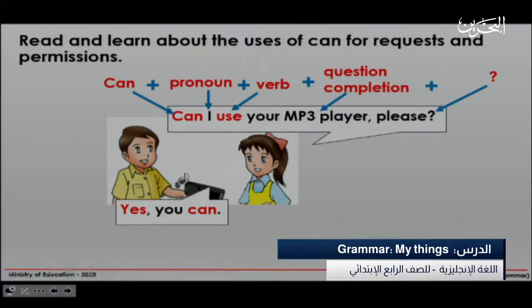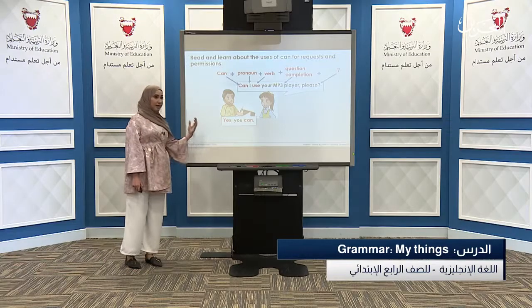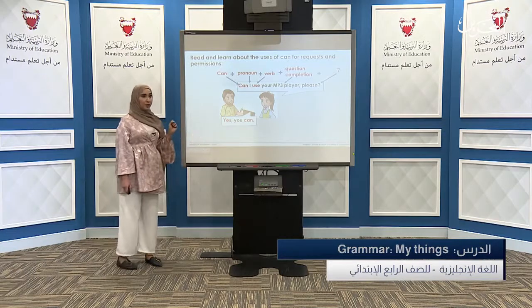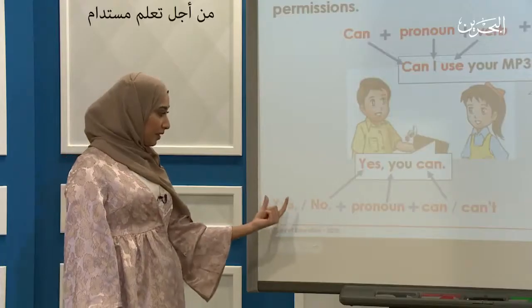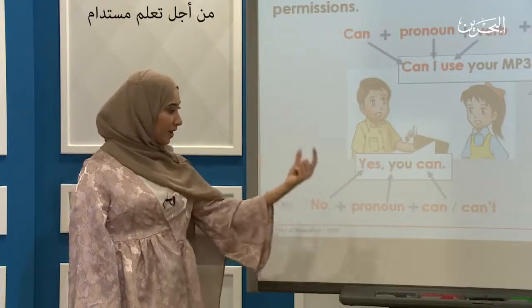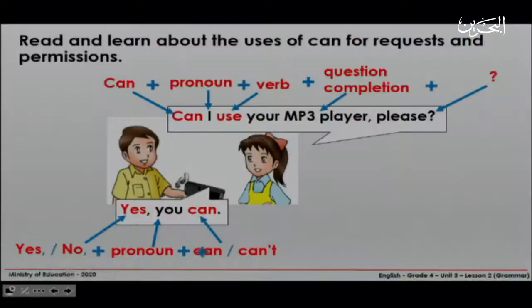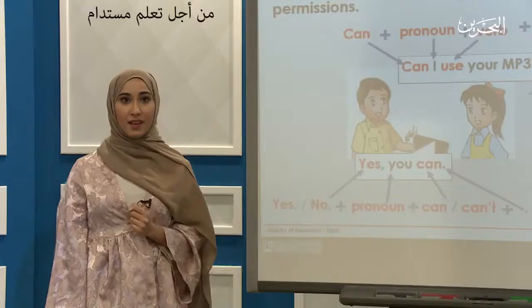So to answer this question, we say, yes, you can. So we'll start with yes or no, and of course don't forget the comma after yes or no. And then we use a pronoun, and finally we add can or can't. Can is to answer yes, and can't is to answer for no. And finally, don't forget the period.